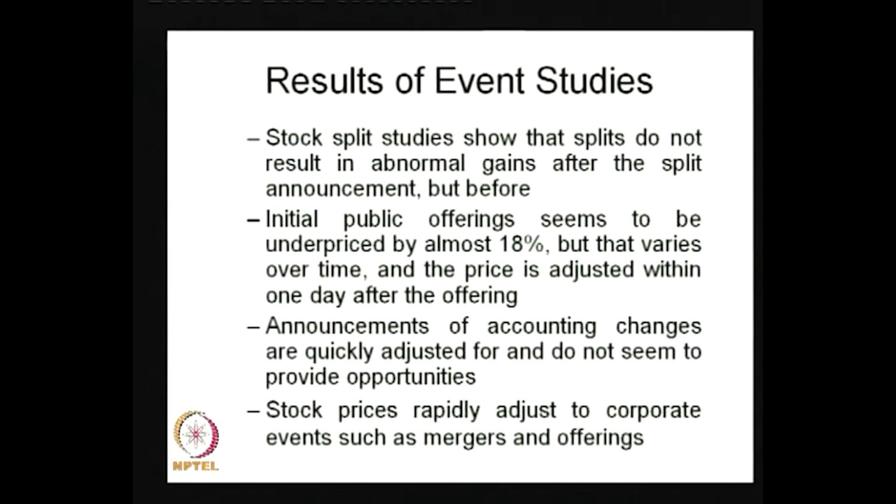Then initial public offerings, another event which generally happens with a company. Studies found them to be underpriced by almost 18%, but that varies over time, and the price is adjusted within 1 day after the offering. So the market is more or less semi strongly efficient in that case, and announcements of accounting changes are quickly adjusted for and do not seem to provide opportunities to get abnormal return. That is why we can say your market is semi strongly efficient, and stock prices rapidly adjust to corporate events such as mergers and offerings.